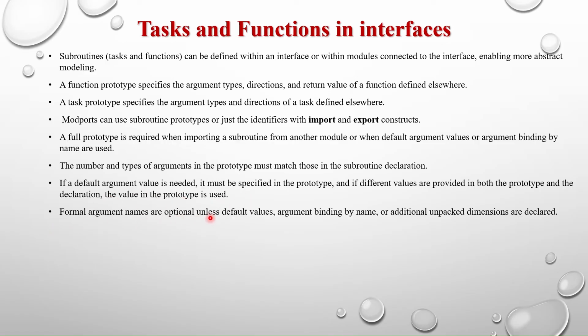Formal argument names are optional unless default values, argument binding by name, or additional unpacked dimensions are declared. So these formal argument names are optional. Formal argument names in the prototype must match those in the subroutine declaration. This is here only, here I explained. This is normal how we write the task and functions in modules. Similarly, these rules are common.